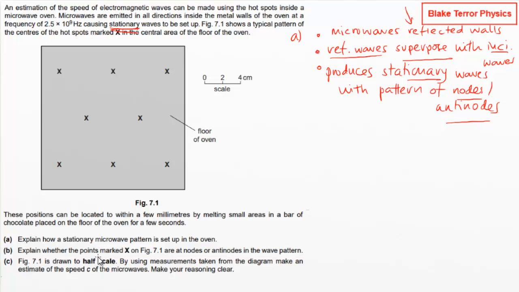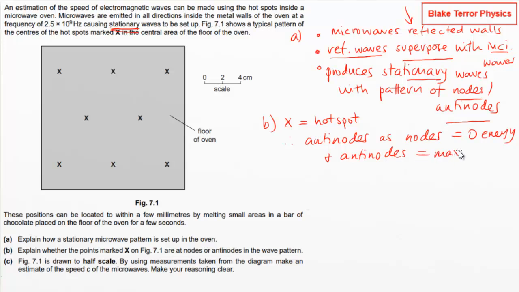Explain whether the points marked X on figure 7.1 are at nodes or antinodes in the wave pattern. Right, well, they said these are the hotspots, so this is where we're getting the energy. So they want us to explain. X equals hotspot, and it is at antinodes where we have the energy. Nodes have zero energy. Antinodes have maximum energy. So again, you're getting in as much terminology as you can.